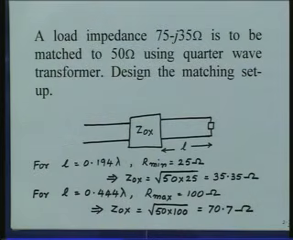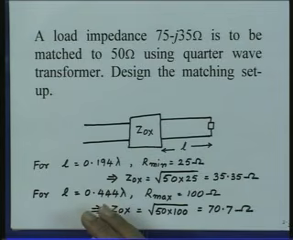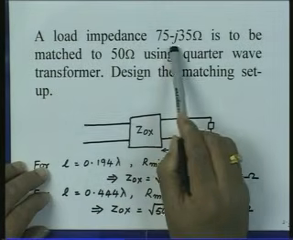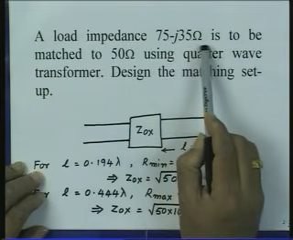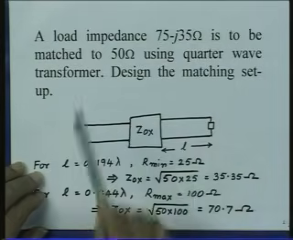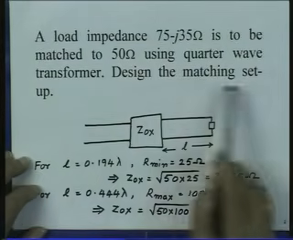Let us now take a problem for the quarter wave transformer. Again, we will consider a general problem, where the impedance to be matched using a quarter wave transformer is not a real impedance. Let us say a load impedance of 75 minus j 35 ohms is to be matched to 50 ohms using a quarter wave transformer. Design the matching setup.